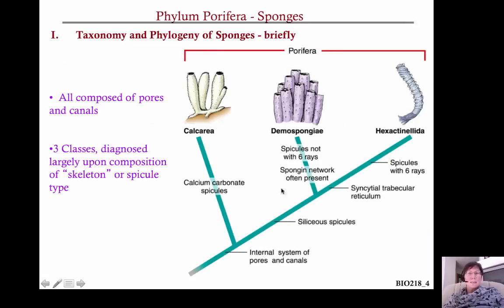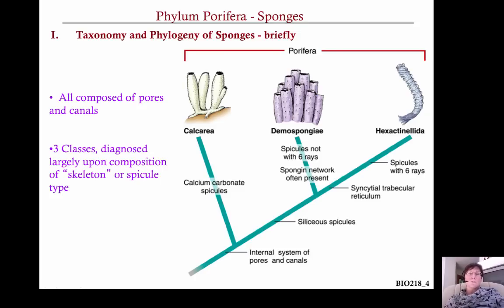And if we zoom in, here's the phylogeny for the Porifera. Notice it's composed of 3 different classes, the Calcarea, the Demospongiae, and the Hexactinellida. Now, all sponges are characterized as having a series of pores and canals that allow water to flow through them. And in fact, the name Porifera derives from the Latin for pore, so having many pores or many holes through them. Each of the classes is diagnosed based on the composition of their spicule.